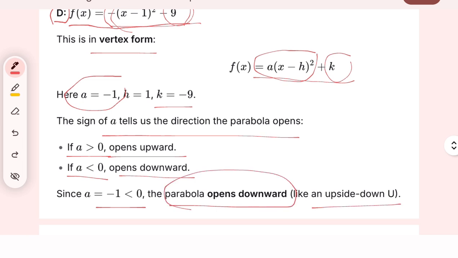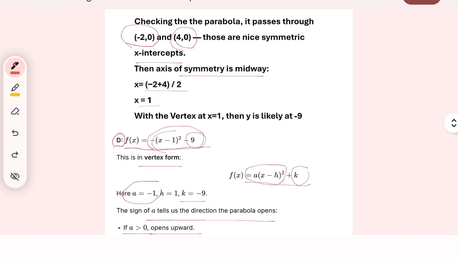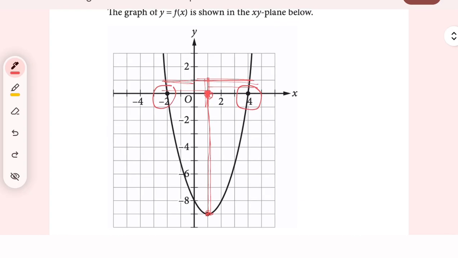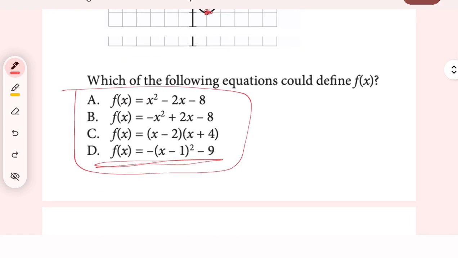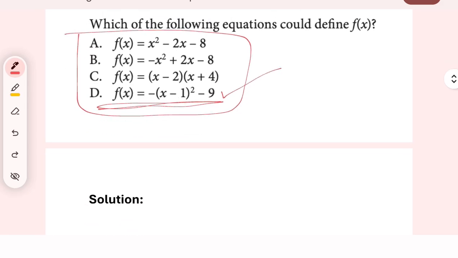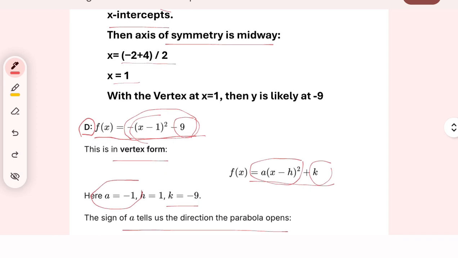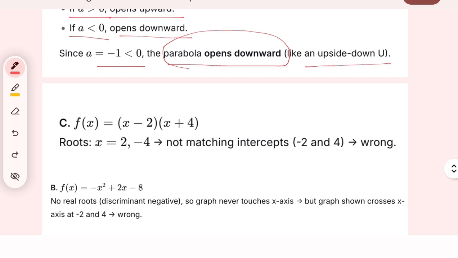So it is upside down. So letter D alone is wrong already. Letter D is wrong because our given parabola actually opens up. If you look here, the parabola opens up. But the equation for letter D actually describes a parabola that is opening down. So that means D should not be the answer, because that equation defines a parabola that is opening downward, right? So we don't need that.